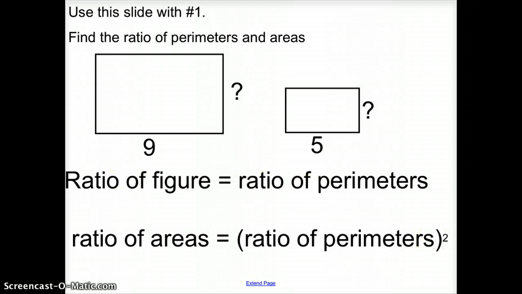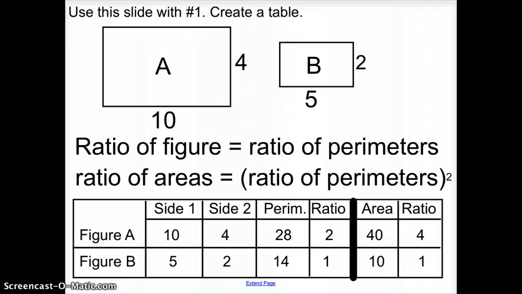So on the back side of your worksheet, we're going to make a little chart here. Instead of making it 9 and 5, I chose to make it 10 and 5 so you could see it a little easier. I chose two sides, 4 and 2, to keep the ratio the same. So the ratio of side 1 would be 10 to 5. The ratio of side 2 would be 4 to 2. Their perimeters are 28 and 14, and everything simplifies to the same ratio, 2 over 1. So the ratio of figure A to figure B is 2 to 1. The ratio of their perimeters is 2 to 1, and every side's ratio is also 2 to 1.